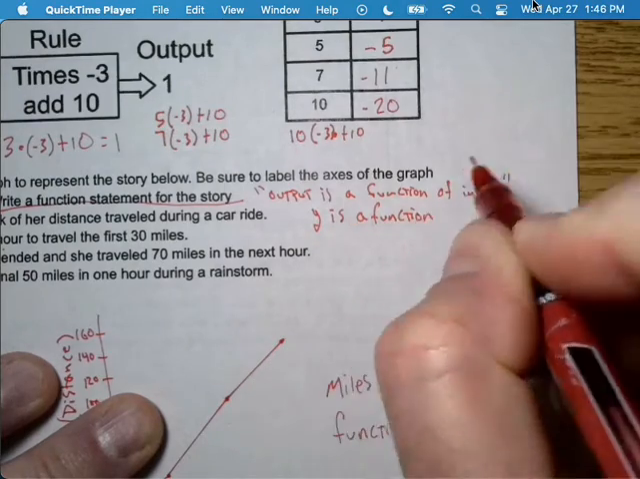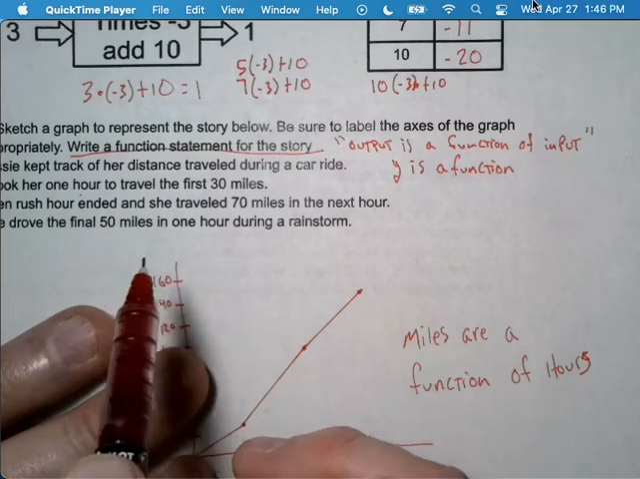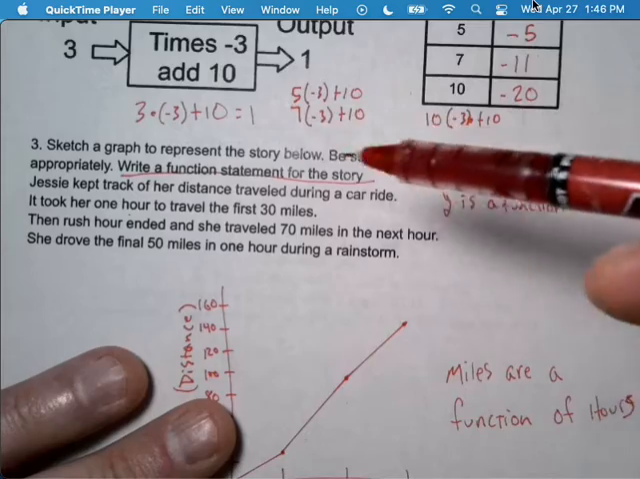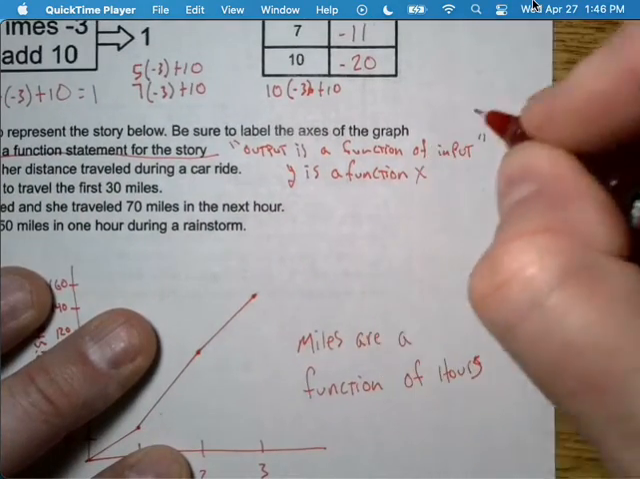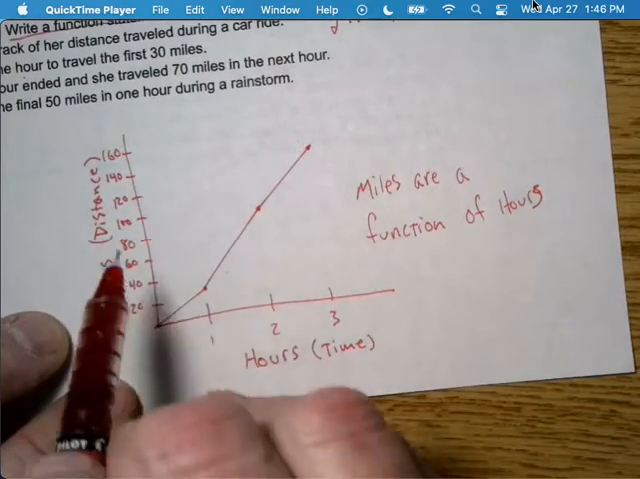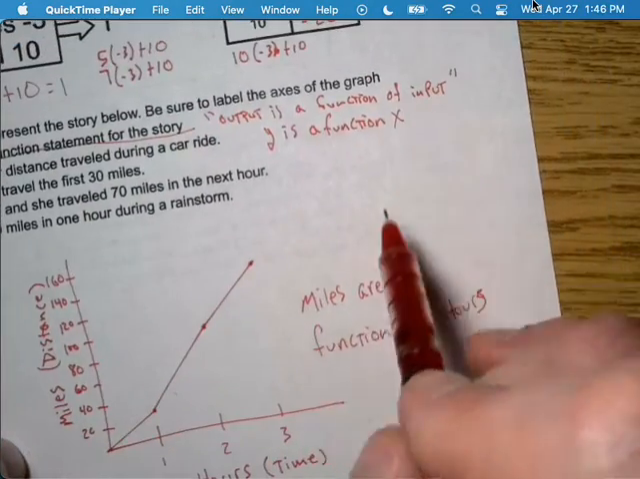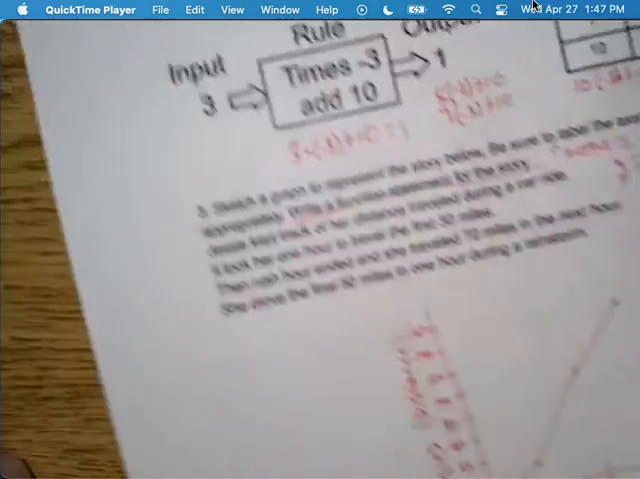Because it's going to be a little different scenario. It's not the same type of scenario. It's not driving and miles on the test. It's similar. I mean, a similar setup where you have to make a graph and draw the thing, but you're going to have to get your axes labeled and then use the X and the Y value to make your function statement. Miles are a function of hours. That's all you have to do. Does that make sense? Okay.